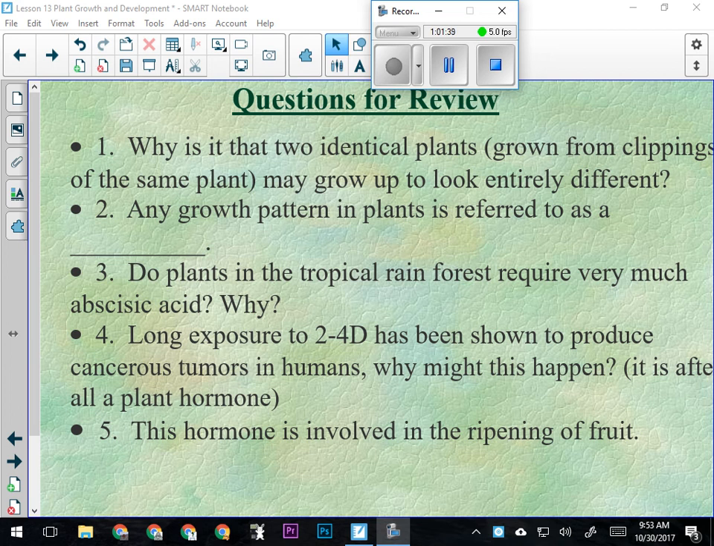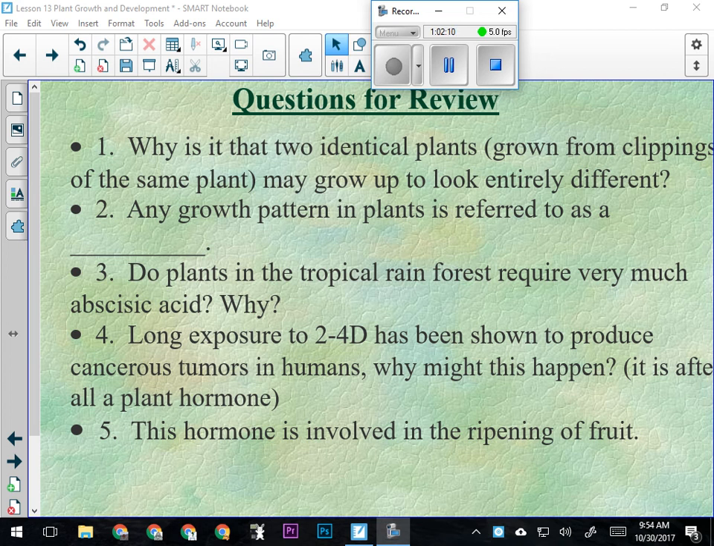Okay. Long exposure to 2,4-D has been shown to produce cancerous tumors in humans. Why might this happen since it's a plant hormone? It causes rapid growth, yes, but it's also synthetic. Because it's synthetic, it has other effects, and animals and plants are slightly different. So it does tend to cause cancerous tumors and overgrowth of cells within the human body, especially in lung tissue. So it's definitely not something you want to have a lot of exposure to.